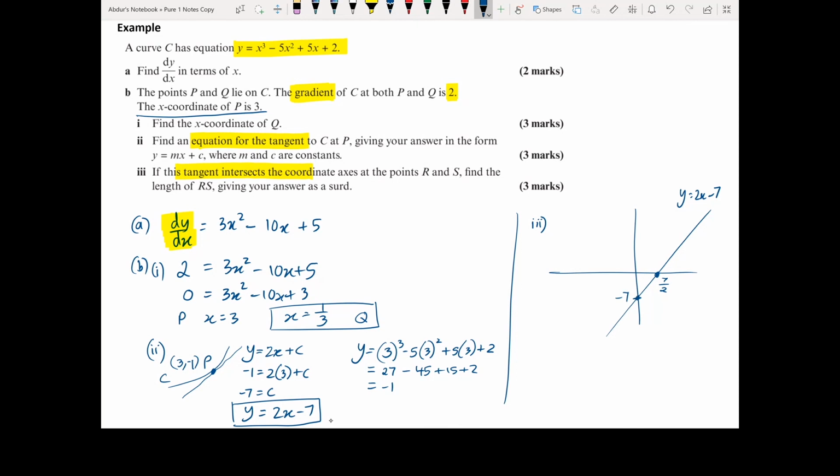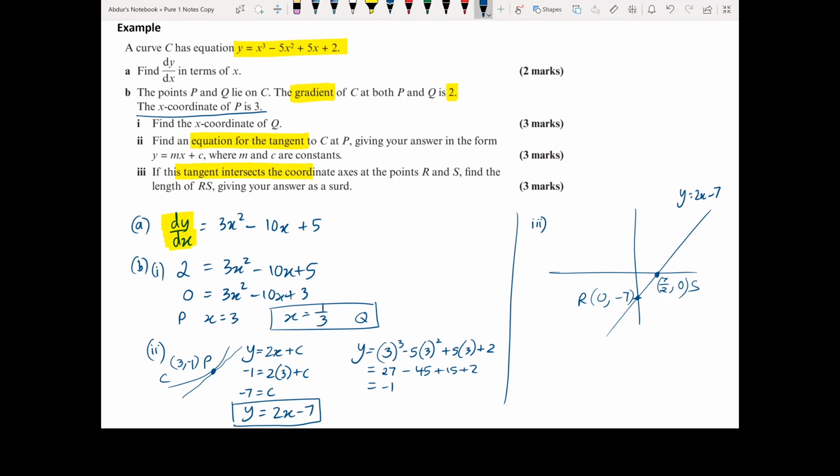So what are these coordinates? Well, 7 over 2, 0, and 0, minus 7. And the question is asking us to find the length RS. Where are R and S? R and S are the points where it intersects the axes. It doesn't tell us which one is which. So let's label that as R. Let's label this one as S. And we want to find the distance between them.